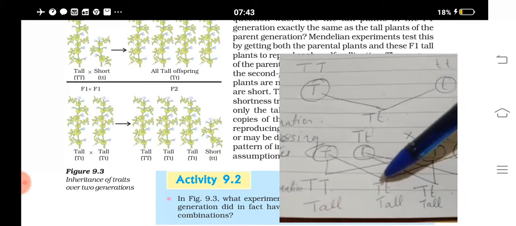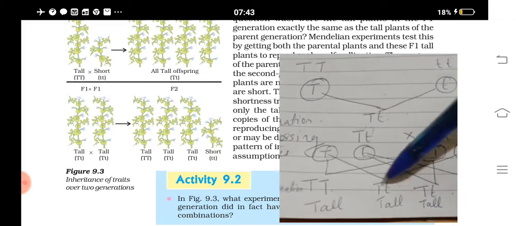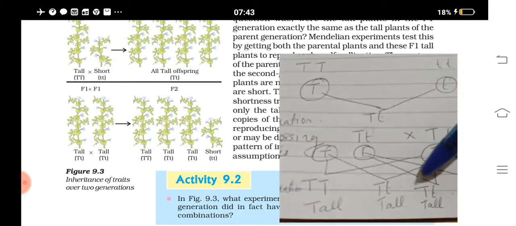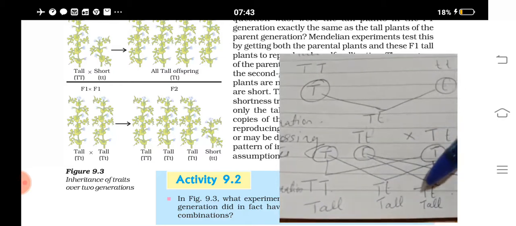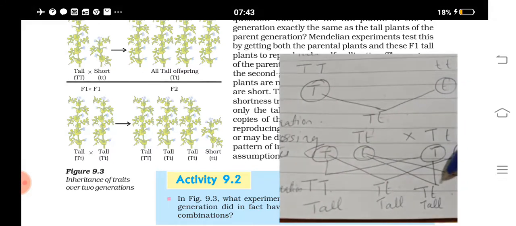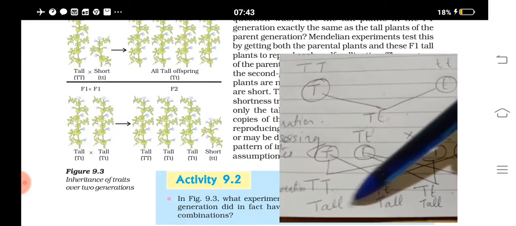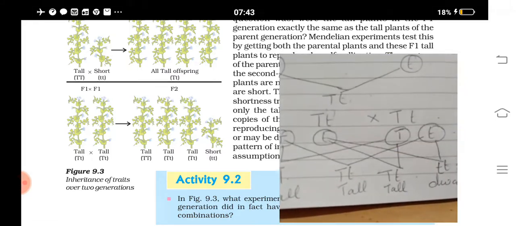And see here capital T, small t, and here also capital T, small t. These two are heterozygous. So as capital T is dominant, they produce only tall plants. You can see that the plants with all these genotypes produce the phenotype tall. And the last one you see, this is small t, small t, and this will always be dwarf.